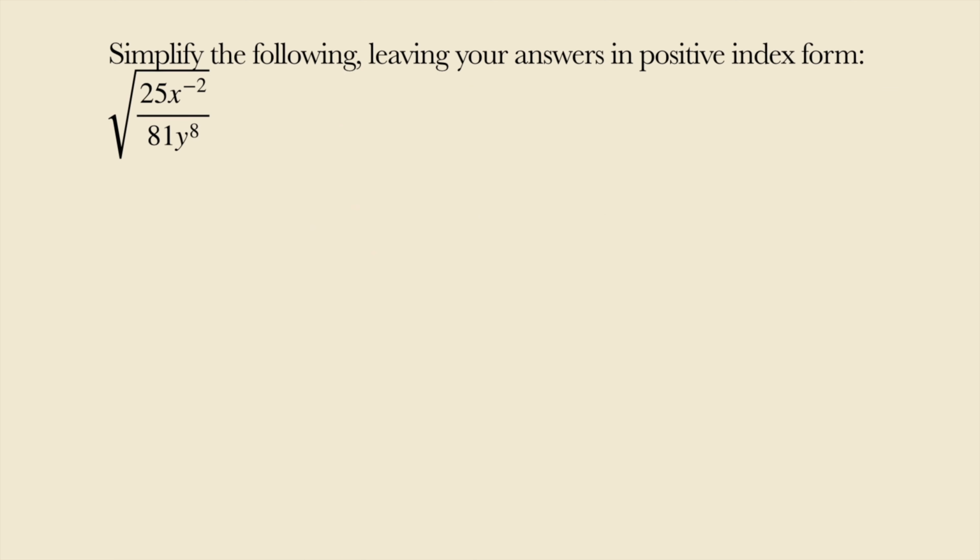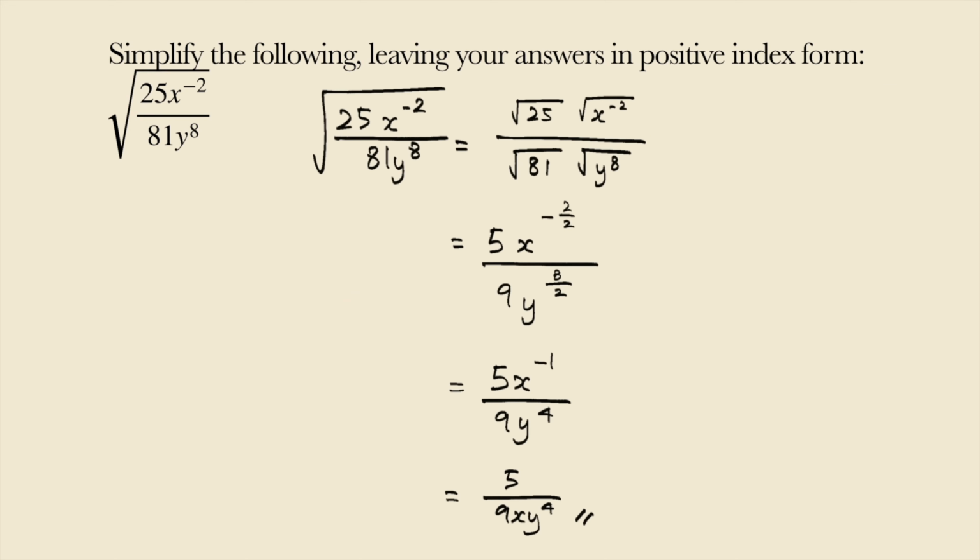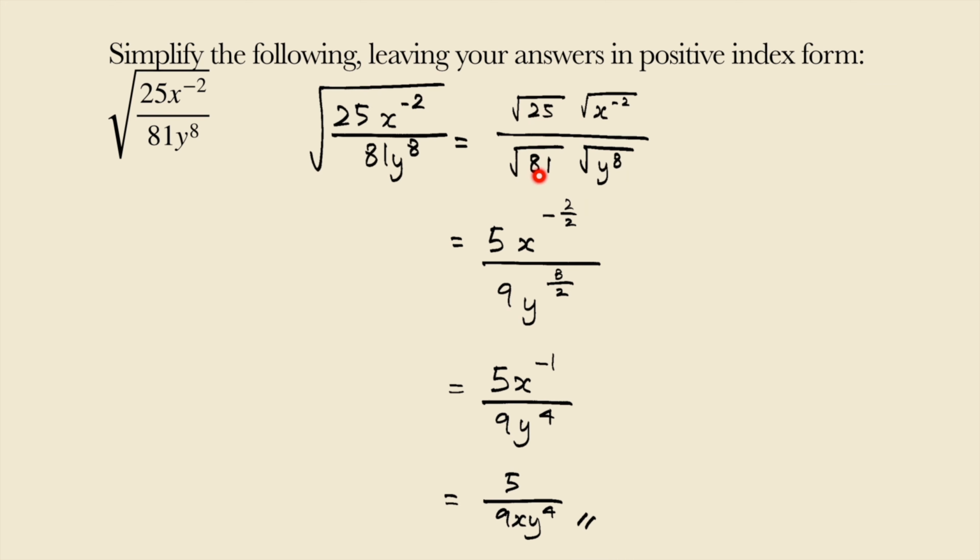Okay, next, square root of the entire thing, but we have perfect squares here. That's good. So square root will apply to 25, 81, x power negative 2, y power 8. Then from here, this becomes a 5. This becomes a negative 1. This becomes a 9, and this becomes a 8 over 2. Okay, what's this? Negative 1. What's this? 4. And if it's a negative power up here, it will be a positive power down there.